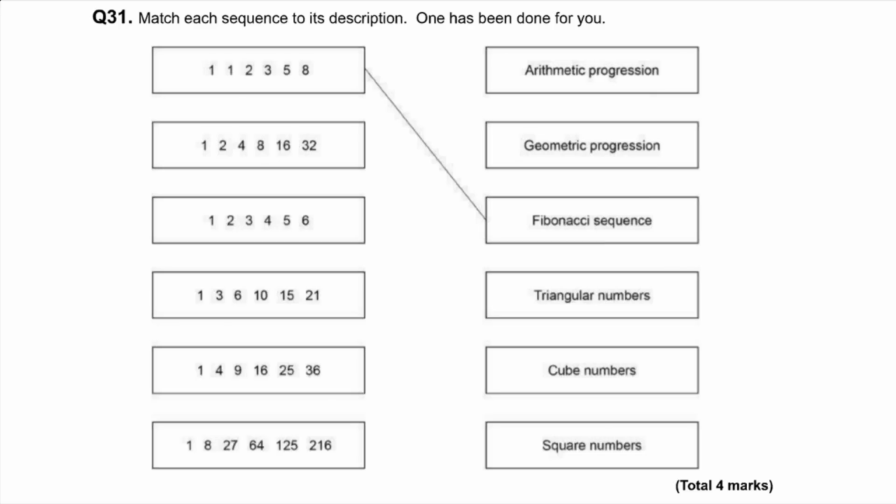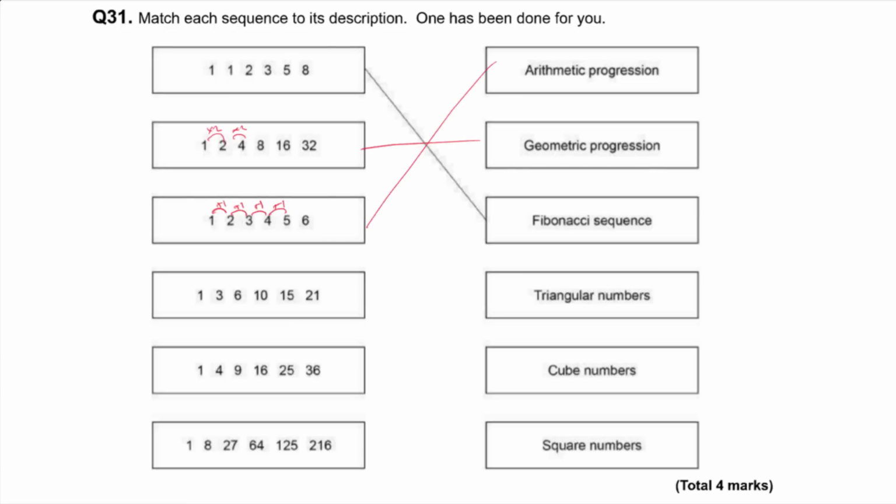1, 2, 4, 8, 16, 32. Now these are doubling each time, or multiplying by 2, so similar to the last question, this is a geometric progression, isn't it, where you've got a common ratio. 1, 2, 3, 4, 5, 6, this is a +1 arithmetic progression or linear sequence, isn't it? So this one is this one up here, arithmetic progression.